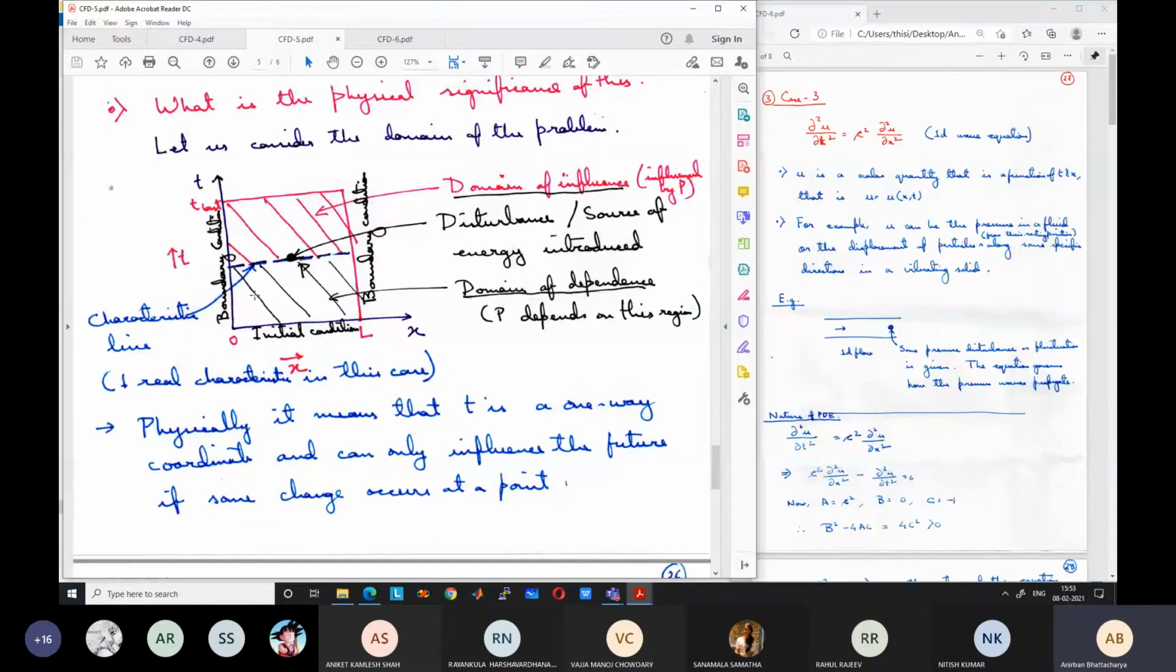So if I introduce a source term somewhere in the black region, it is going to change the value at point P. So this black region below the horizontal line through P is known as the domain of dependence. The value of P depends on this region. The characteristic line here, for this particular case, is dividing the domain of influence and the domain of dependence. It is not always the case, but in this case, it is dividing it like this.